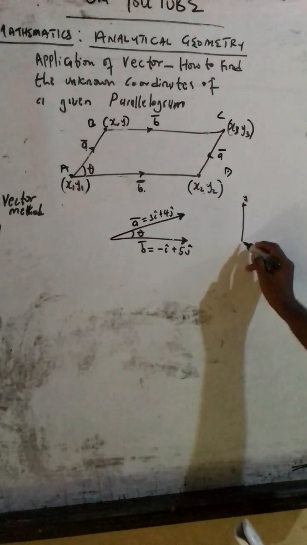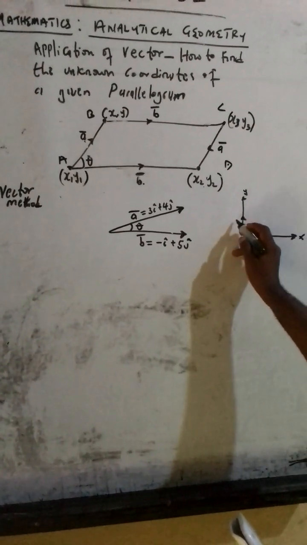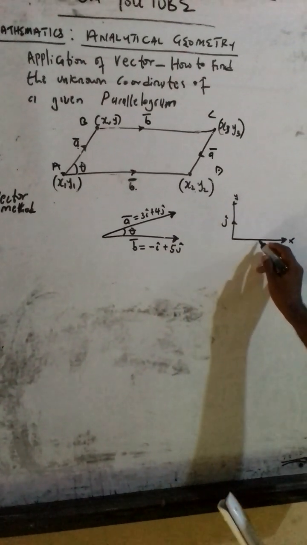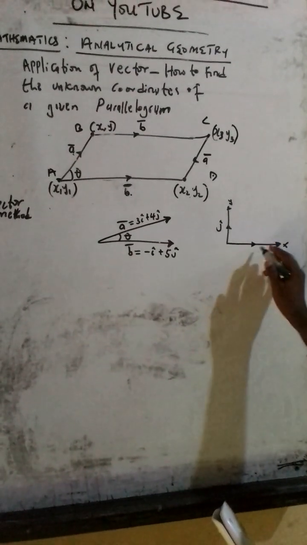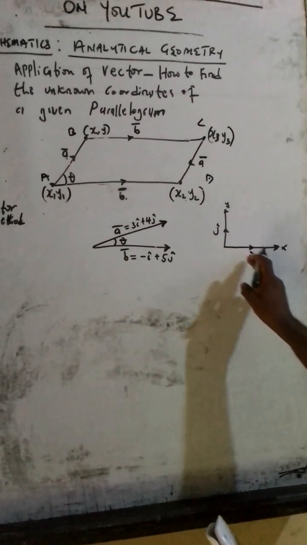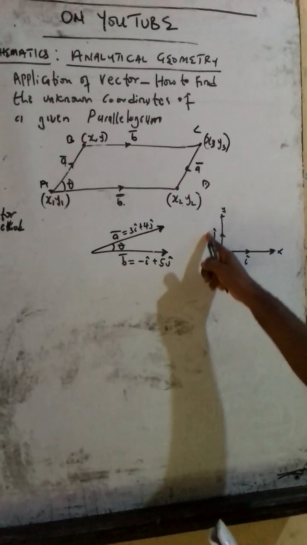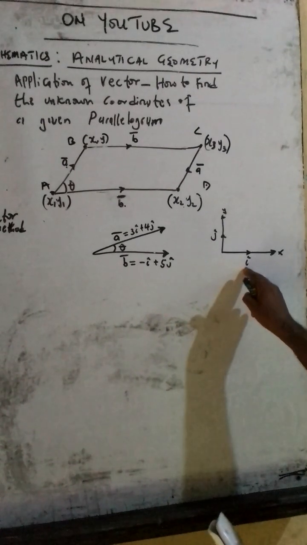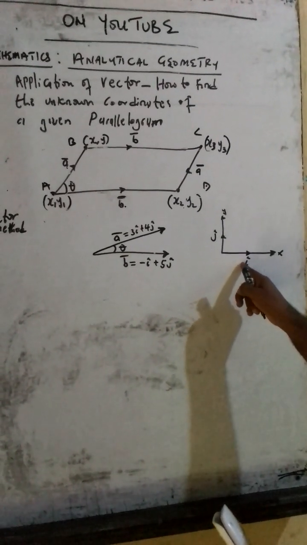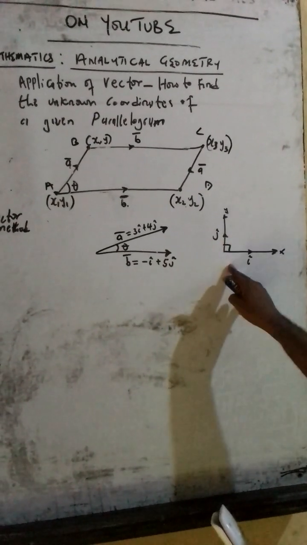Now, what I mean by unit vector is this. Let's say we have the y-axis and we have the x-axis. The direction along the y-axis is vector j, and the direction along the x-axis is vector i. Each of these j and i are called unit vector because their magnitude is 1. The coefficient in front of j is 1, and the coefficient in front of i is also 1. So the two vectors are at right angle to each other.